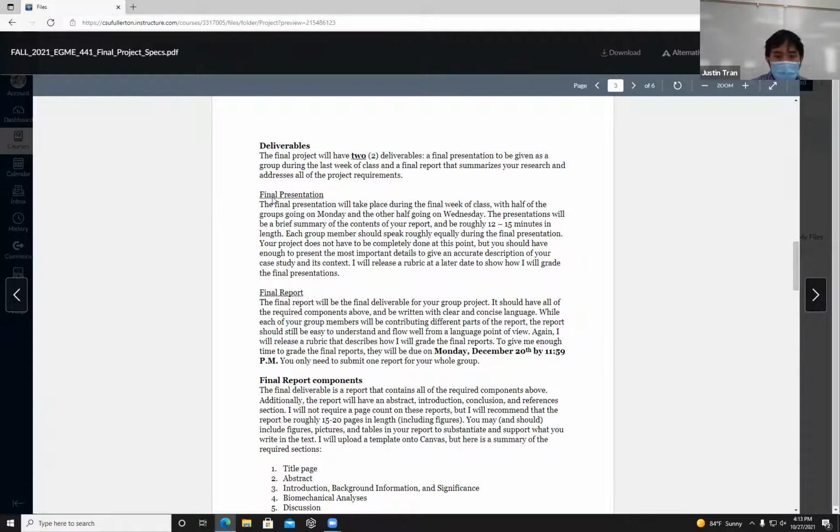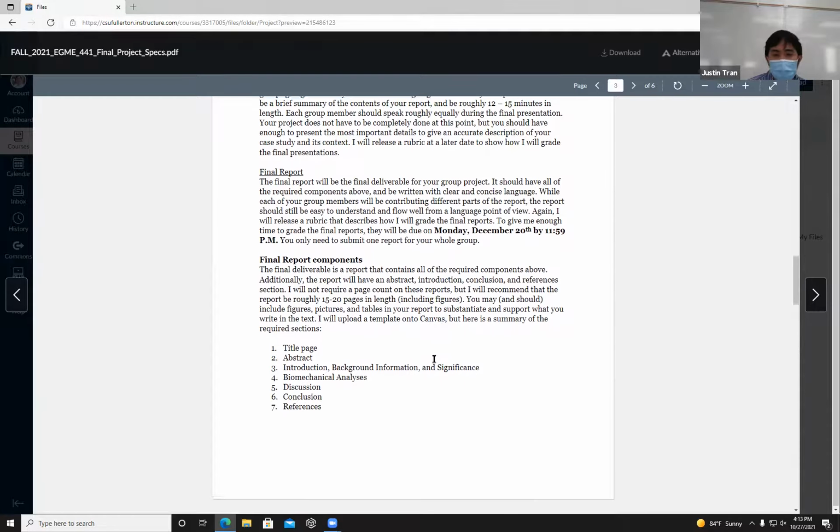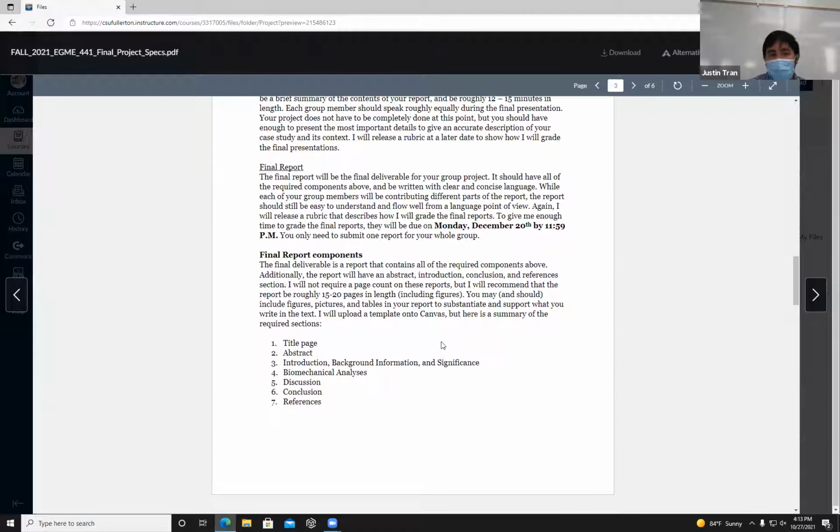And then besides the final presentation, we have the final report. The final report has all the requirements that we talked about before, but it's going to have a lot more detail than your final presentation. That's going to be due on Monday, December 20th at 11:59 p.m. So that's the Monday after finals week. And again, I can't push that back anymore. Otherwise, I'm not going to have Christmas this year.